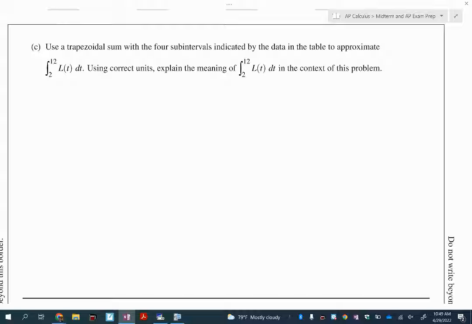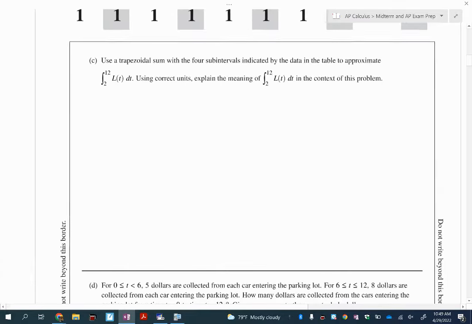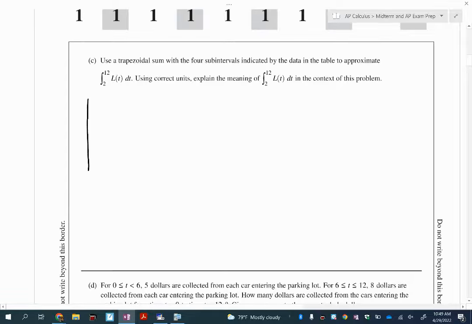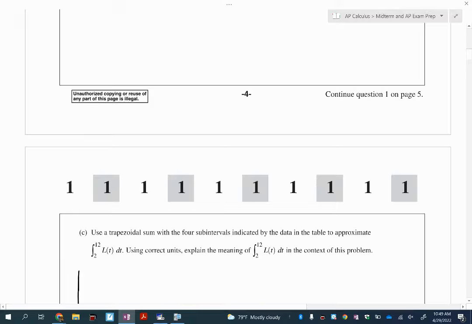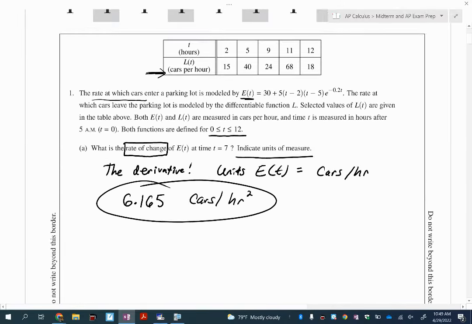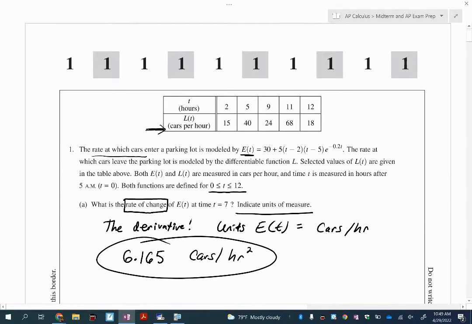Now, here's what I did to figure this out. I know that I need to do a trapezoidal sum, so I want to see what this looks like when I graph it. You could use the calculator to type it in, but I think we can just draw a quick little sketch. So just write really small, okay? And what's the first ordered pair from the table? So it says 2, 15.